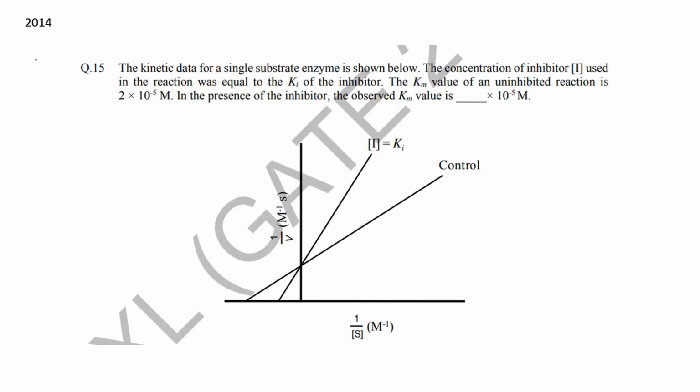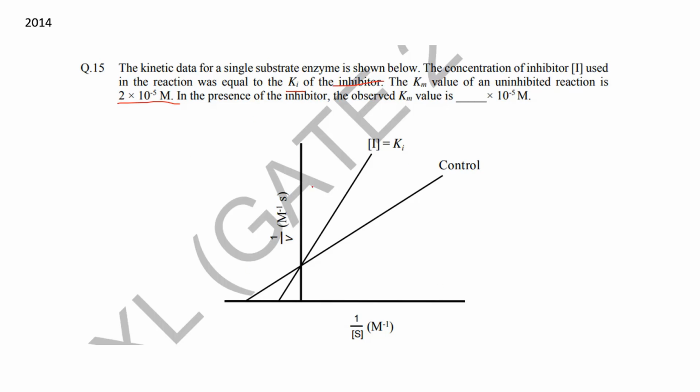Question number 14. Question number 15 from 2014. The kinetic data for a single substrate enzyme is shown. The concentration of the inhibitor used in the reaction is equal to the Ki of the inhibitor. The Km value of an uninhibited reaction is 2 into 10 to the power minus 5 molar. In the presence of an inhibitor, the observed Km value is dash into 10 to the power minus 5 molar.